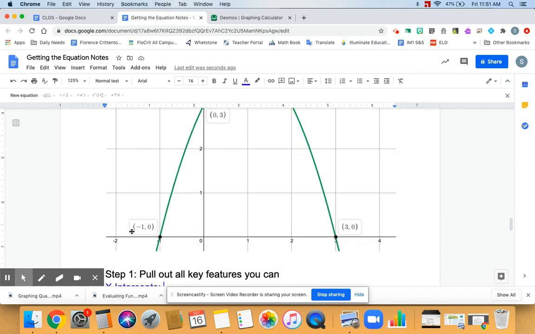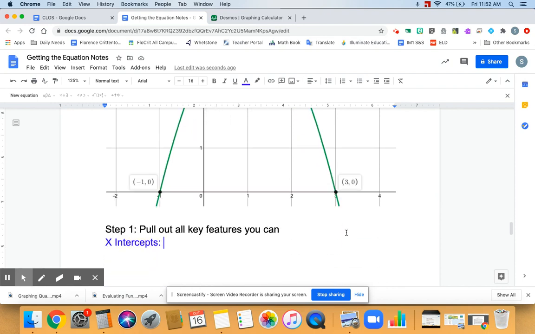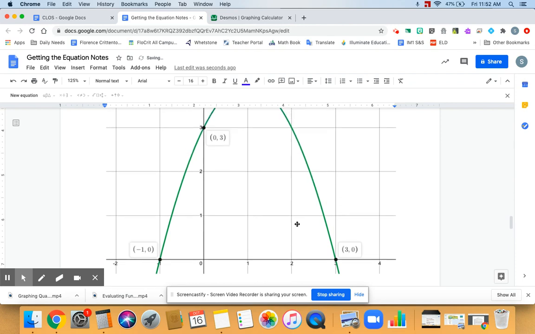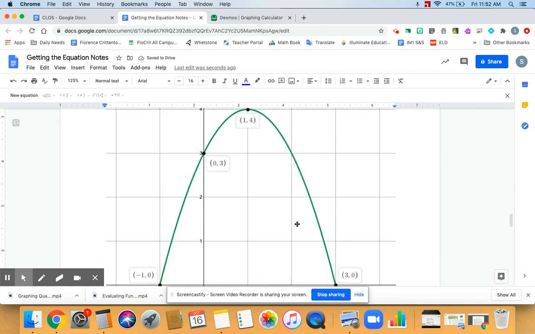There's 2. There's this -1, 0, and this 3, 0. So I have -1, 0, and 3, 0. And the y-intercept, where's the y-intercept on this graph? It's crossing y right here at 0, 3.